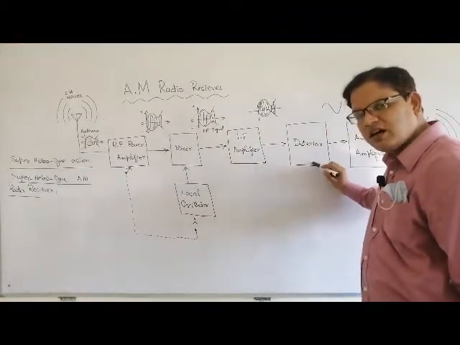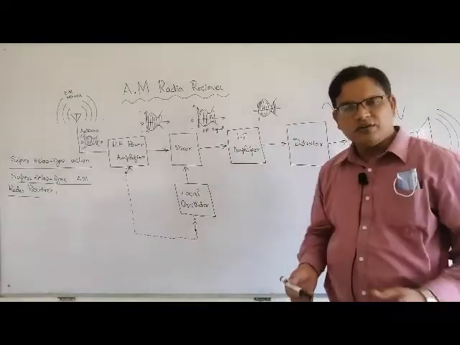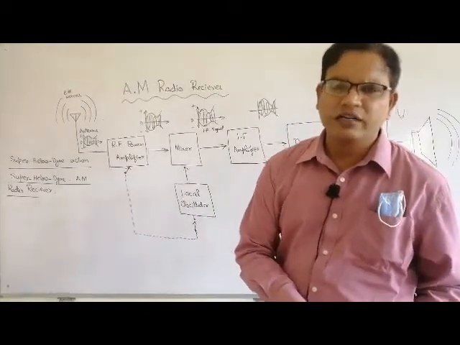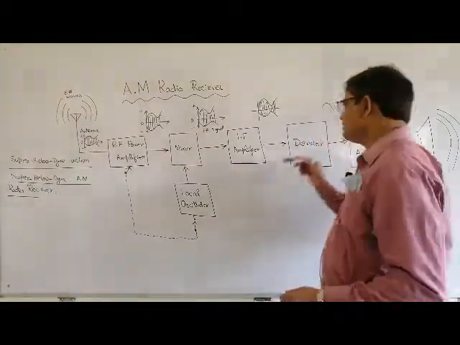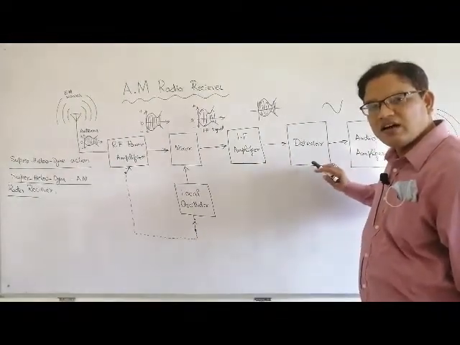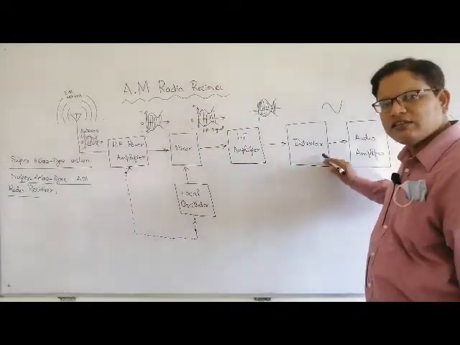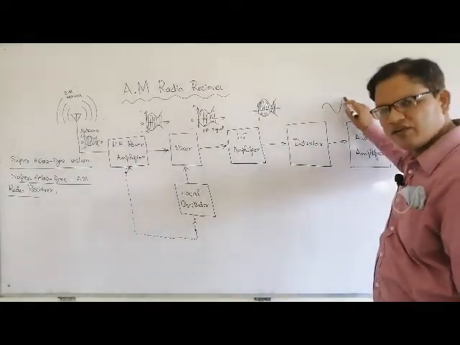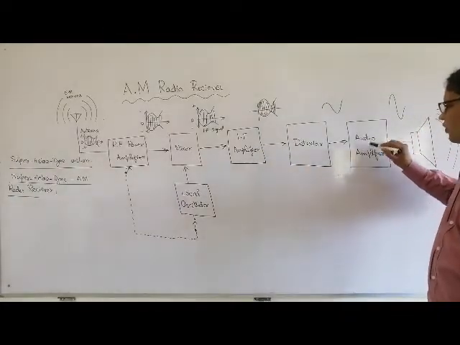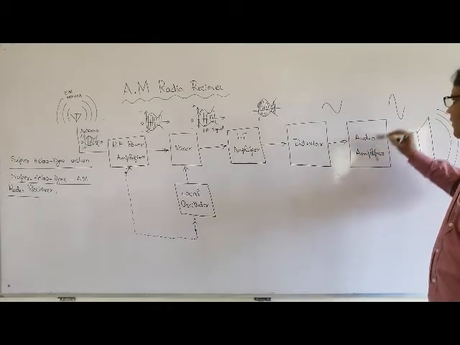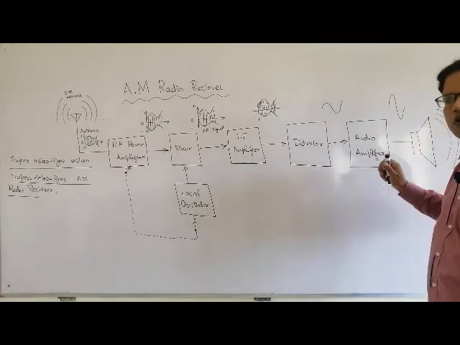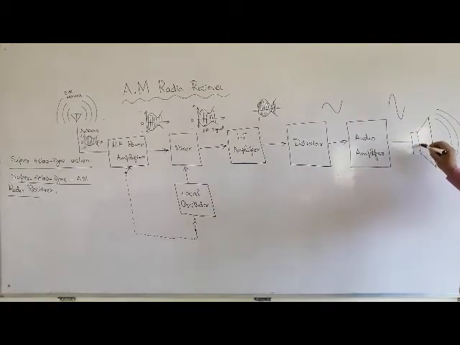The detector basically separates the audio signal from the carrier frequency. Here we have only the audio signal, while the carrier frequency voltages are detected over here, and at the end we finally have the audio signal. Now the audio signal is applied to the input of the audio amplifier. This audio amplifier increases the amplitude of the audio signal, or voice frequency signal, and here we have the speaker.